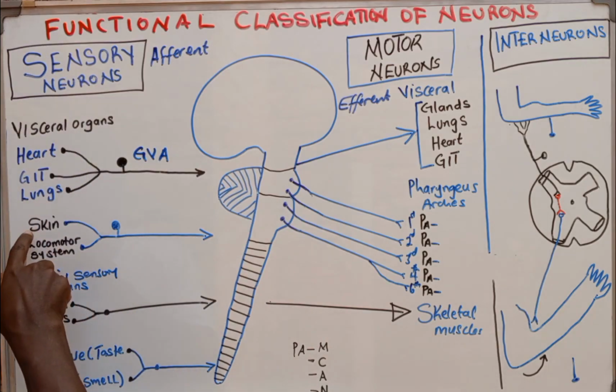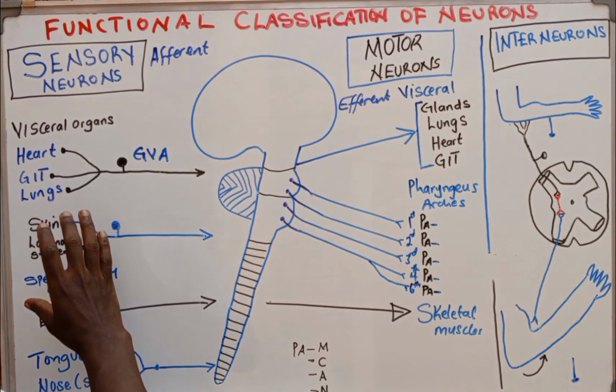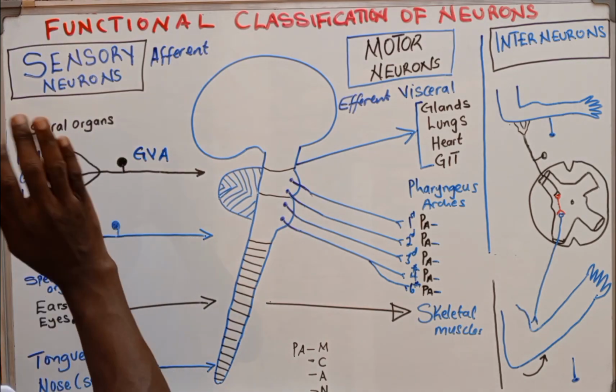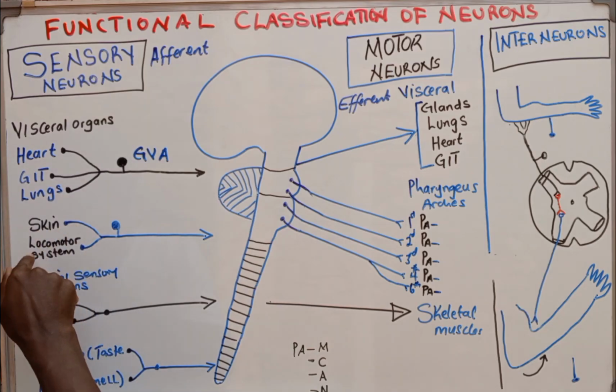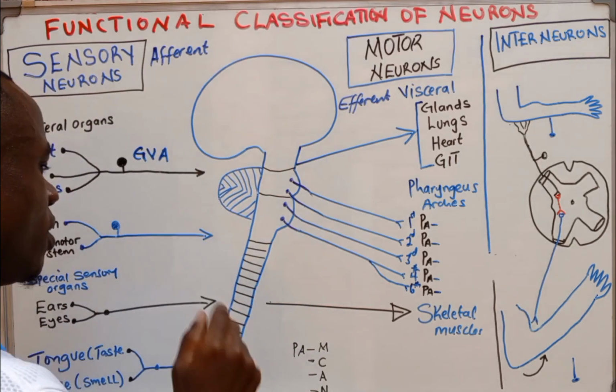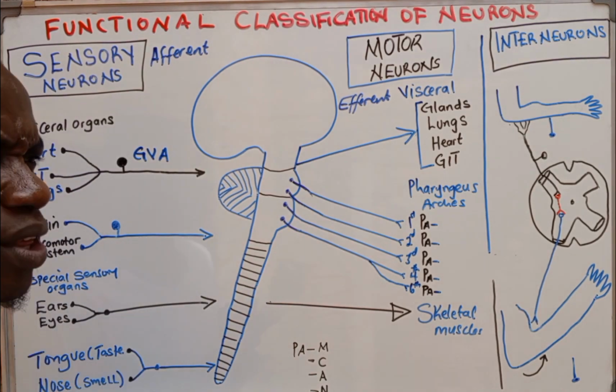So let's look at what we call those sensory fibers that are going to be picking the sensations from the skin and the locomotor system and feeding them into the central nervous system. What do we call these fibers?